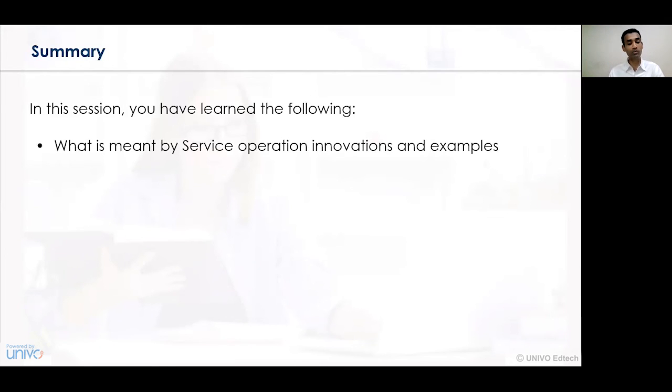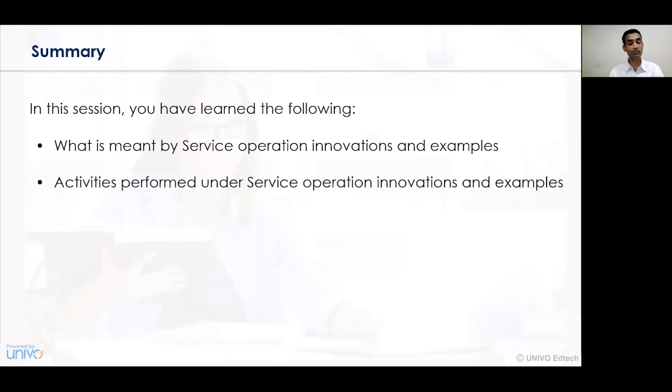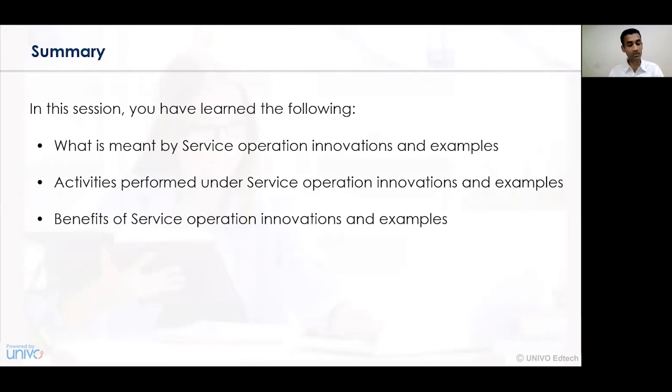Now let's summarize what we have learned in this session. We have understood what we mean by service operations innovations, what activities are performed under service operations and innovations, and what the various benefits are. Simultaneously, we have also understood various examples of service operations and innovations.